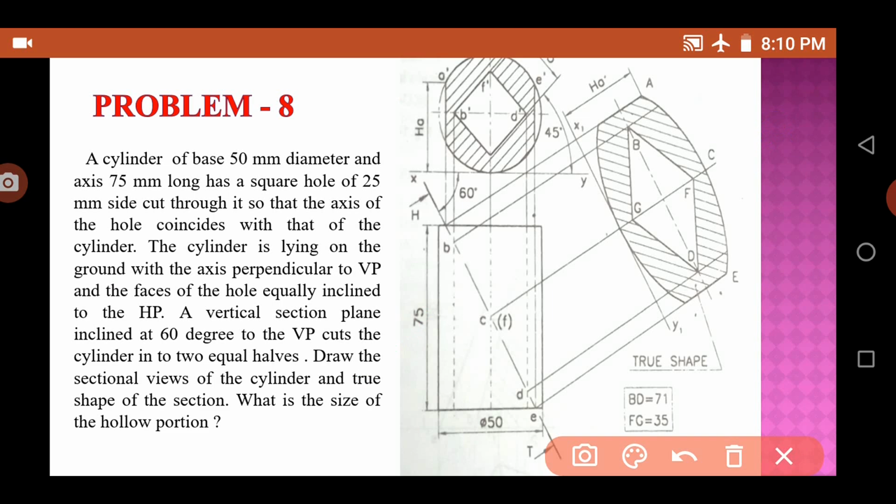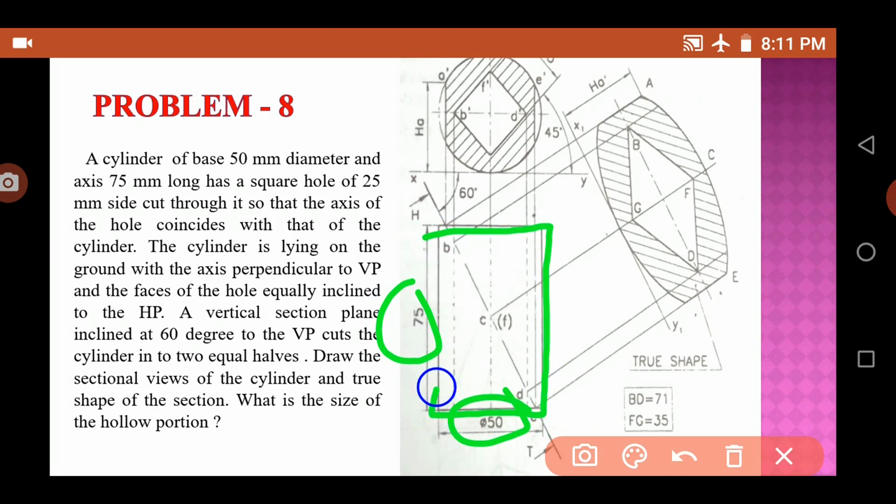So first, what you have to do is draw an XY line, and then you have to draw a cylinder. Okay, a cylinder. Then you have to draw that cylinder with the dimensions given: 50 mm diameter and a 75 mm length. So you have to draw a cylinder of 75 mm length, which has a 50 mm diameter.